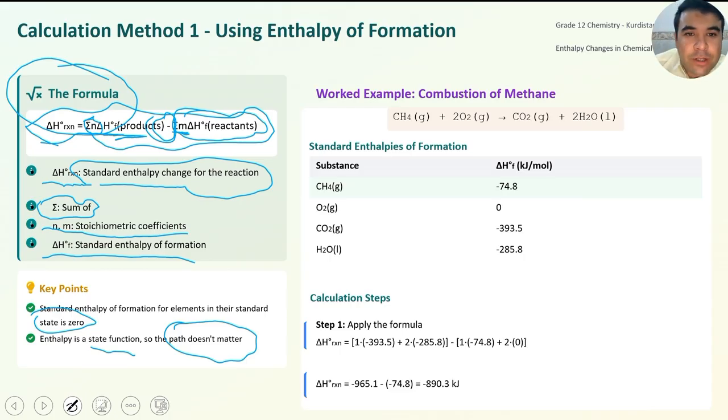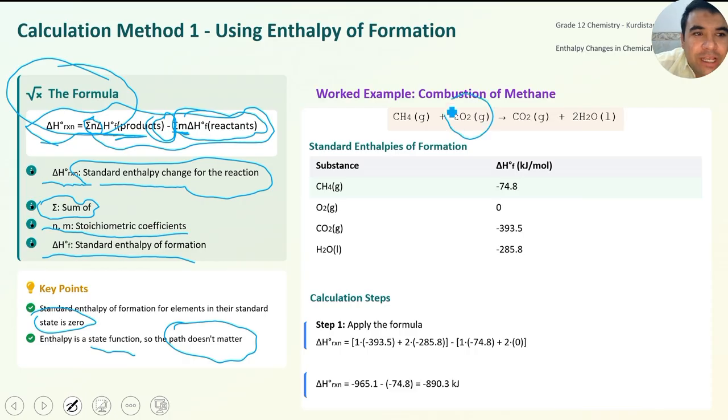Let us calculate the combustion of methane, guys. Here the methane combusted to form CO2 and H2O. First of all, let us balance the equation. Is that balanced or not? One carbon, four hydrogen, four oxygen. That's the balanced equation, guys.